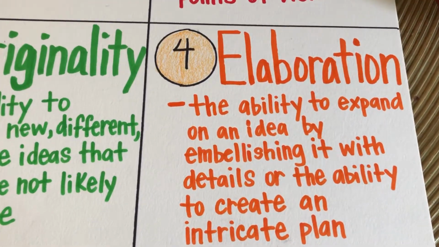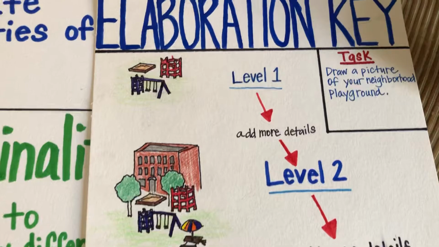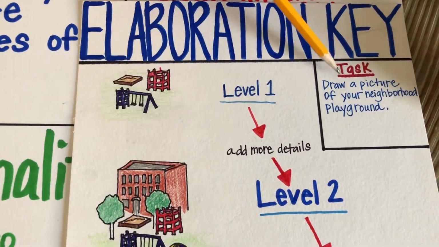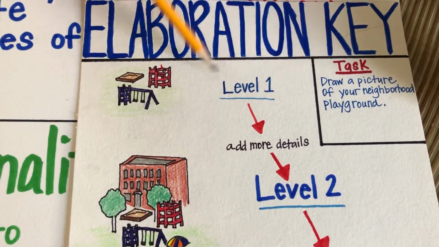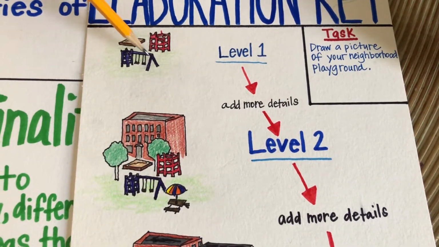To expand on an idea by embellishing it with details. So at home, it would be great to create something like an elaboration key. Given the task of draw a picture of your neighborhood playground, you see this is a level 1 example of elaboration, not too many details there.